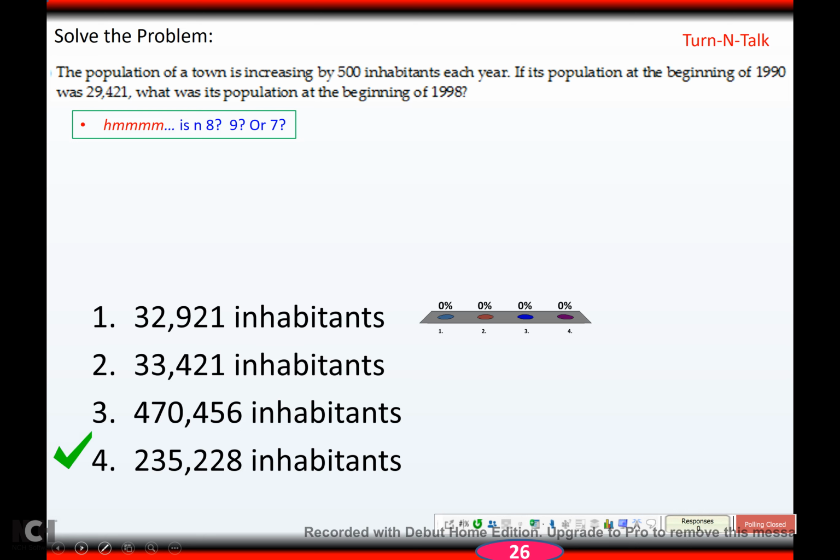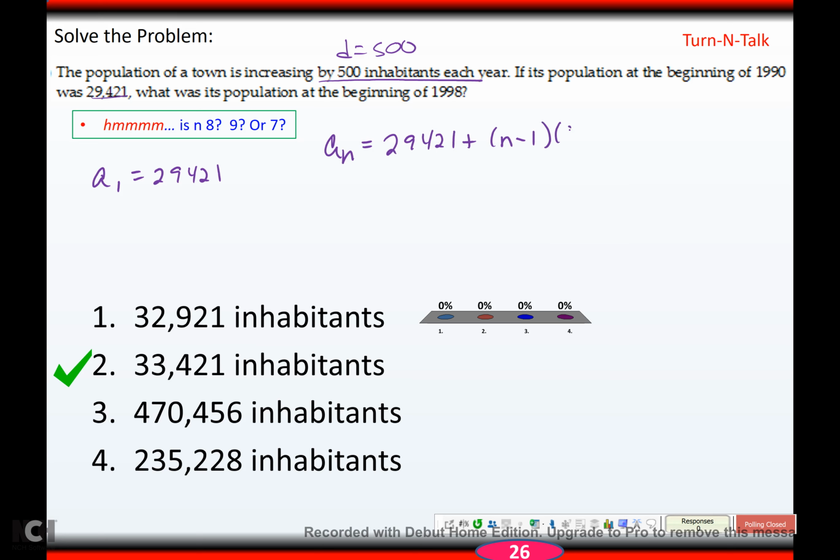Alright, and hopefully you get 33,421. It says the population of a town is increasing by 500 inhabitants each year. That's your d. Its population at the beginning of 1990 was 29,421. So that was my a sub 1, 29,421. If I write my general formula, a sub n equals a sub 1, 29,421 plus n minus 1 d's. Distribute, I get 29,421 plus 500n minus 500.